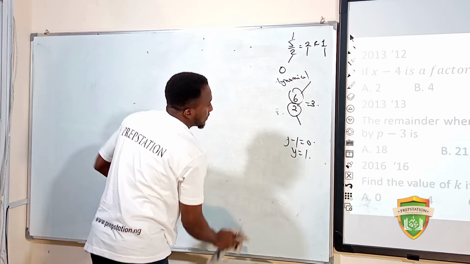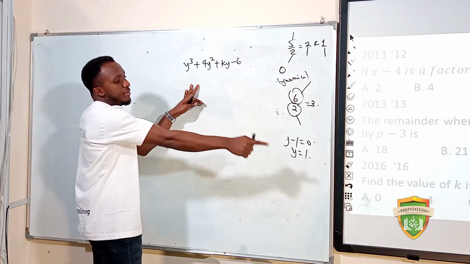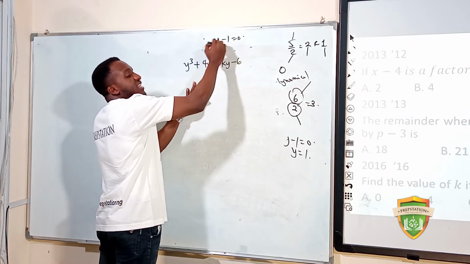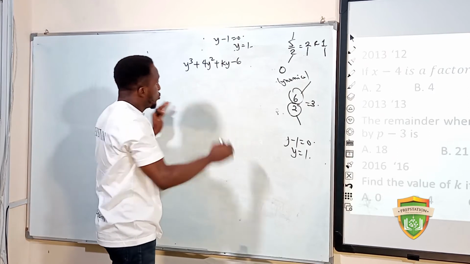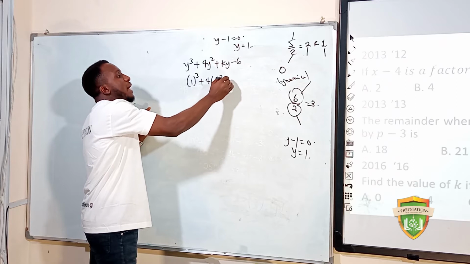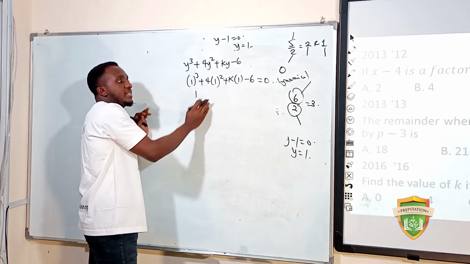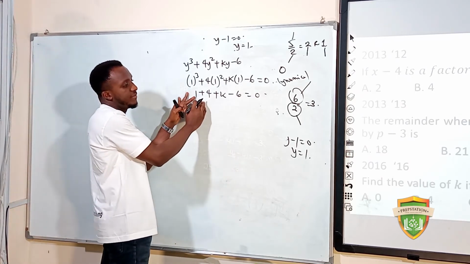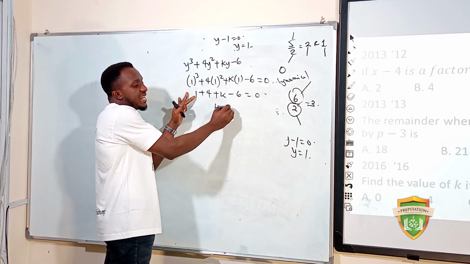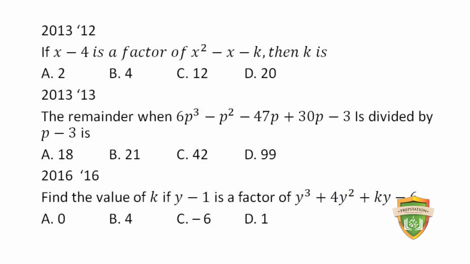Since you have an understanding of factor theorem now, we have y cubed plus 4y squared plus ky minus 6. So remember, this is the polynomial. The divisor is y minus 1. So if this equals 0, y would be 1. So we substitute 1 for y in this polynomial. Then we are expected to get 0. So 1 raised to power 3 plus 4 times 1 raised to power 2 plus k times 1 minus 6 should give us 0. 1 cubed is 1. 1 squared is 1 times 4 is 4. K times 1 is k. Minus 6 equals 0. So 1 plus 4 is 5, and 5 minus 6 is minus 1. So on this side I have k minus 1 equals 0. So k is 1. Can you see that? So the correct answer is option D. K equals 1.